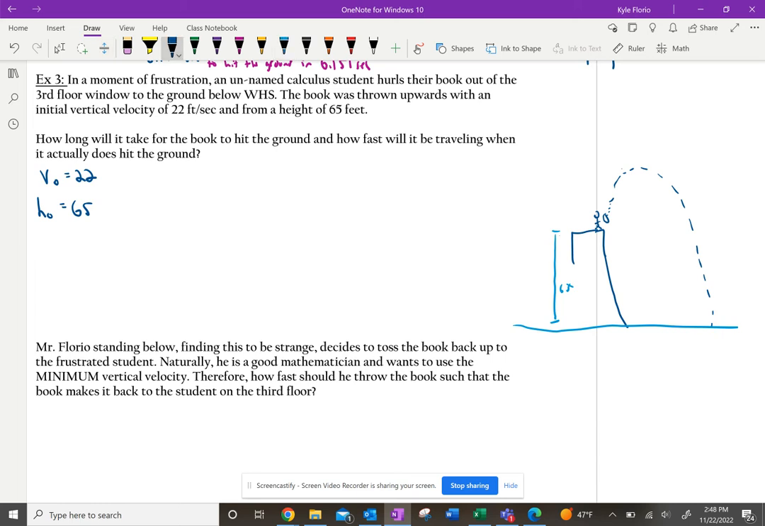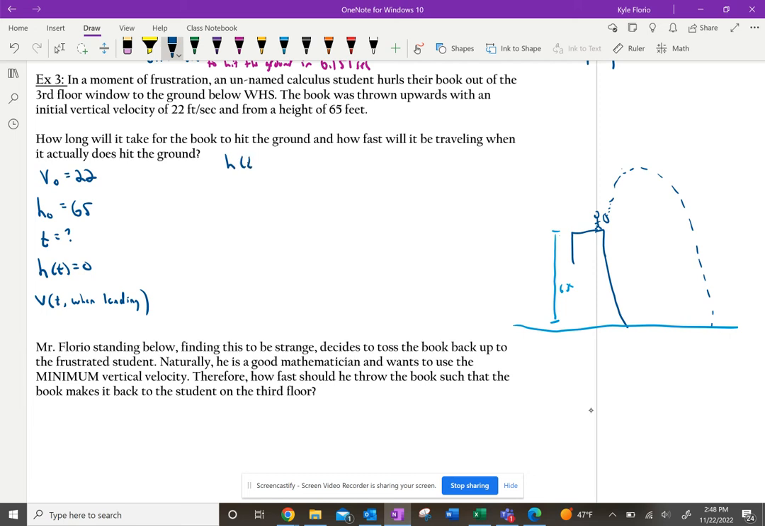How long will it take? So we're looking for the time to hit the ground. That's when the height is 0. And how fast will it be traveling at that moment? So we want to find v of t when the book lands.